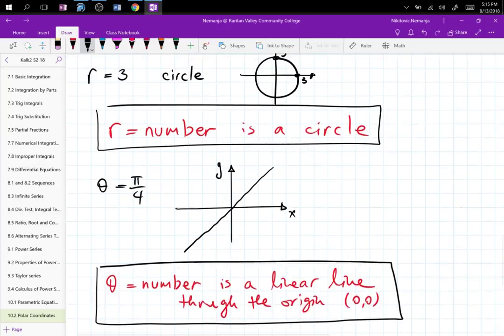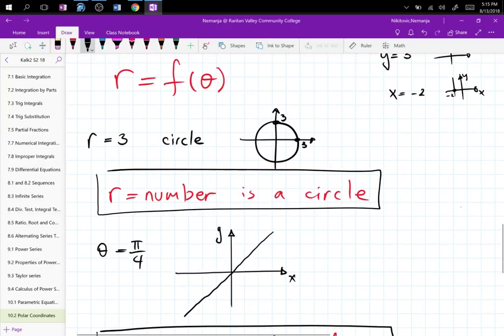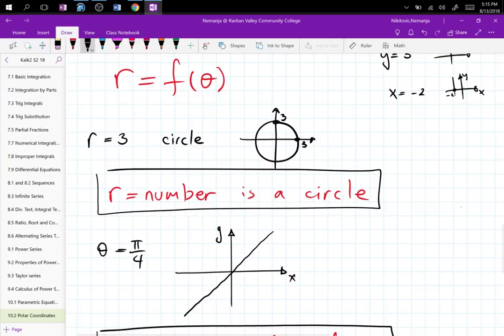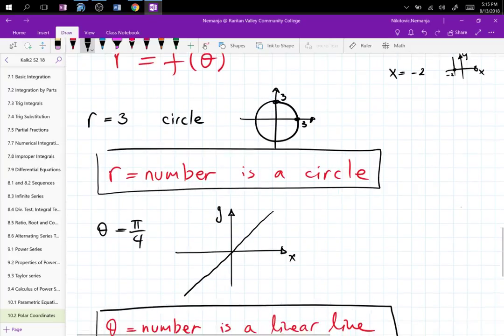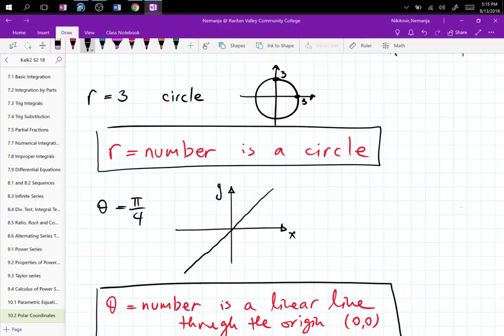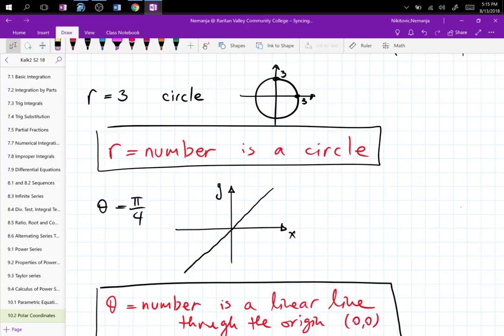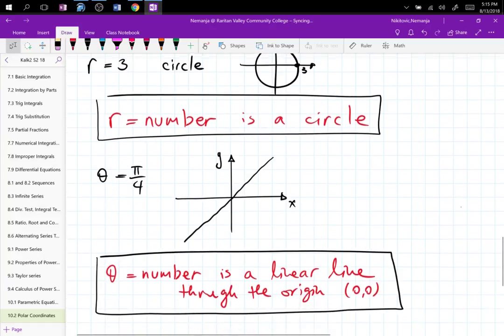So, we've seen that there are polar functions. You know how it used to be y equals f of x? Now it's r equals f of theta. And the two very basic equations that rivaled our r equals 3 and x equals -2 are now r equals 3 and theta equals pi over 4. So our good old x and y equations are now replaced with r's and thetas. Good.